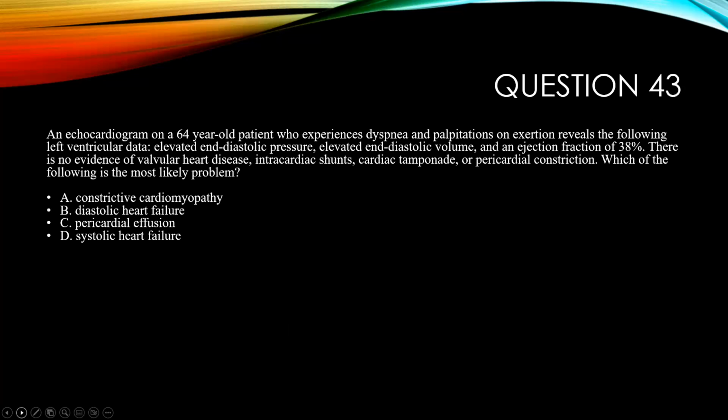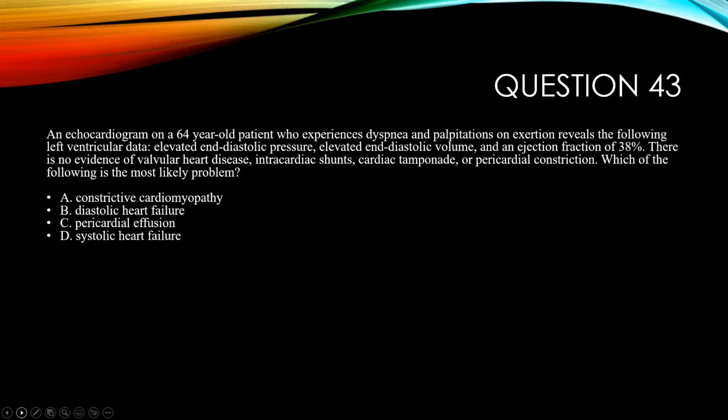Question 43. Echocardiogram on a 64-year-old patient who experiences dyspnea and palpitations on exertion reveals the following left ventricular data. A, elevated end diastolic pressure, elevated end diastolic volume, and ejection fraction of 38%. Normal ejection fraction is 55 to 70, something along those lines.